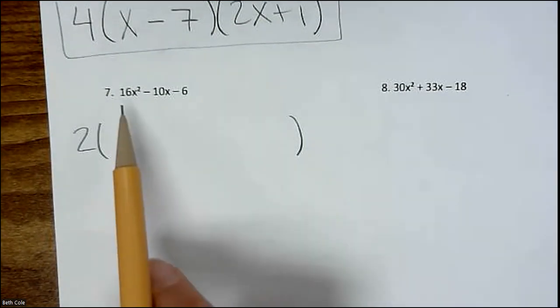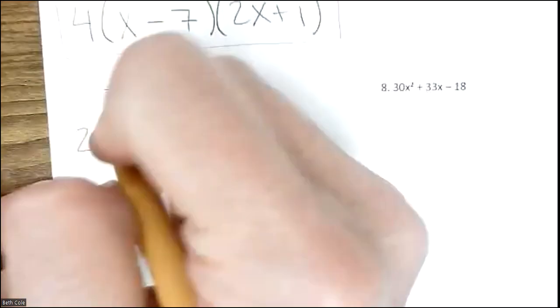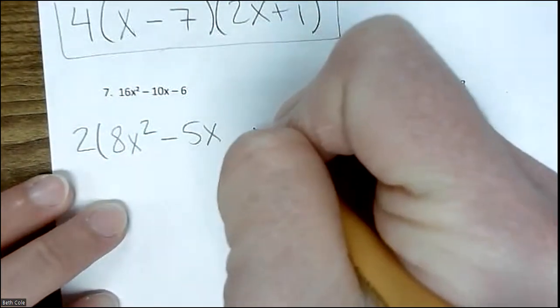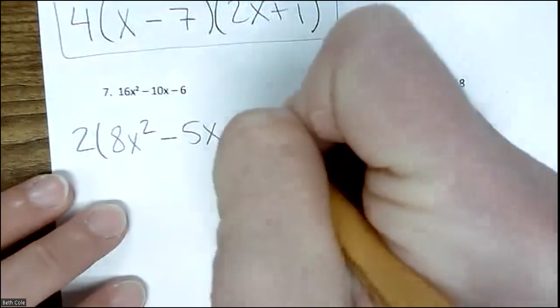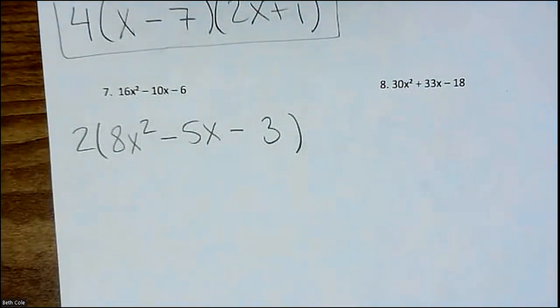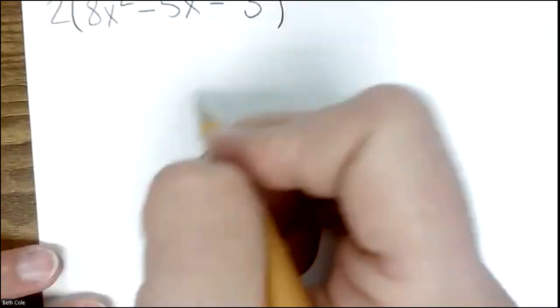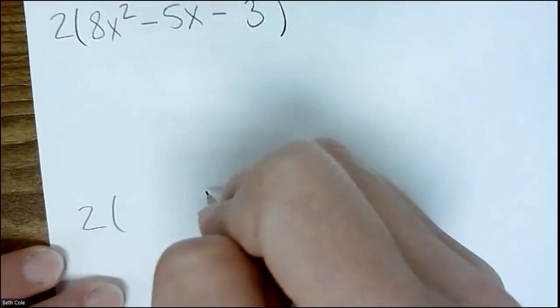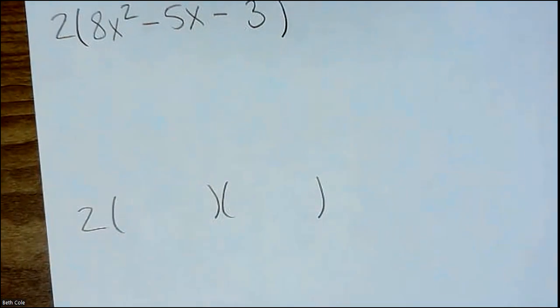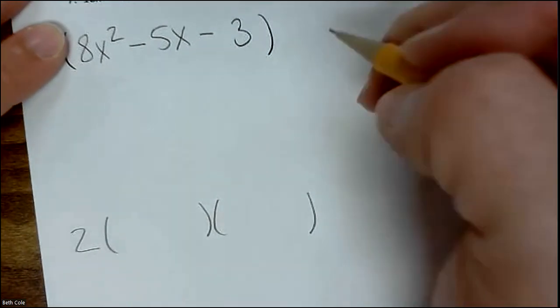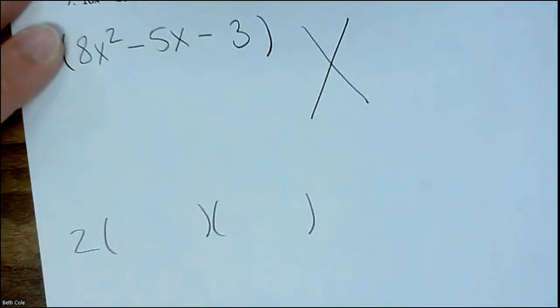Dividing by 2, that will give you what? 8x squared, good, minus 5x, good, minus 3. So that 2, we're done with. What I recommend is just leave some space, put the 2 and put your parentheses so you don't forget about it. But then basically we're gonna ignore it. I'm just gonna cover it up. We're gonna pretend it's not there. And we're gonna just continue with the problem.